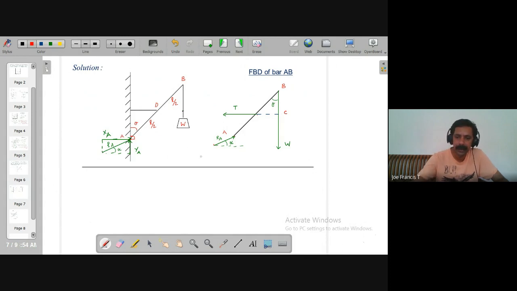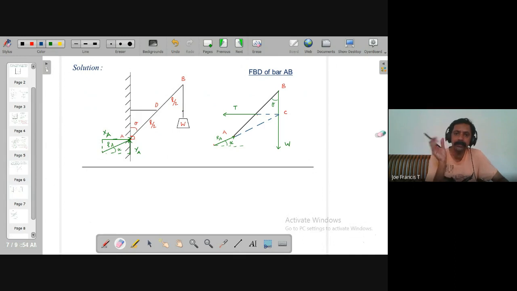So if you draw the line of action of the resultant, it should also pass through this point C. Only then can these three forces be in equilibrium. So that is the main point. So if you extend this, it should also pass through the point C. Clear?